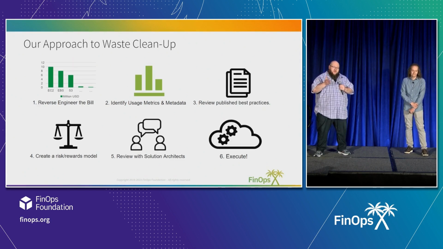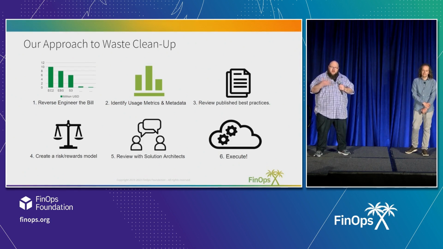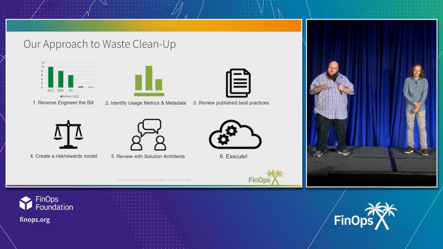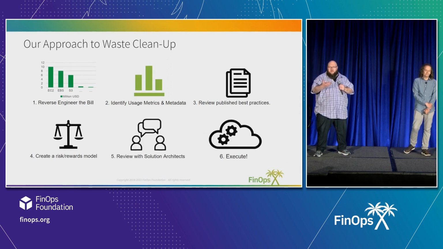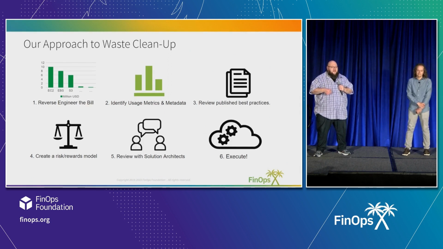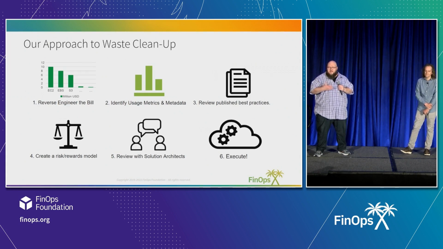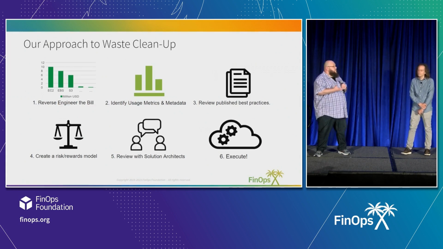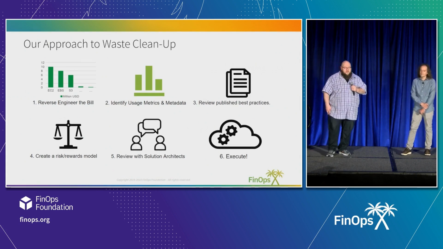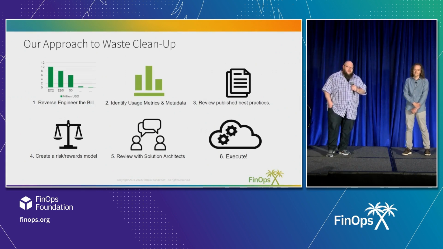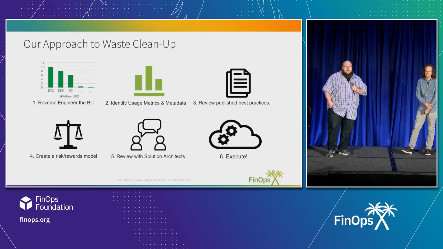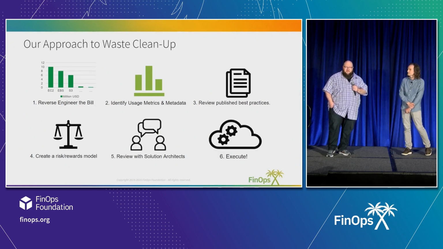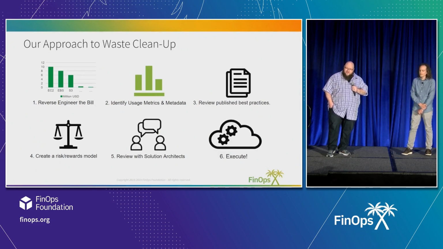Once we pick a category we want to look into, we go out and we see if we can get utilization metrics to see if we can identify if the resource is idle or underutilized. We also pull in all the configuration metadata. From there, we review published best practices, both from the cloud providers and from the tech sphere. And then we take the potential savings from that and we put it into a risk and rewards model, which Matthew will talk about in a moment. Then we go through and review with solution architects, both with cloud providers and within our teams. And if the stars align on all of those things, we go ahead and execute.